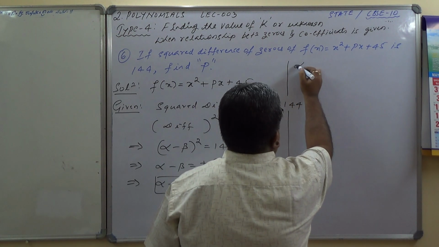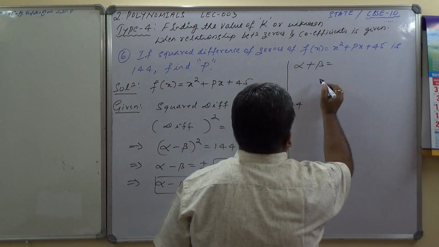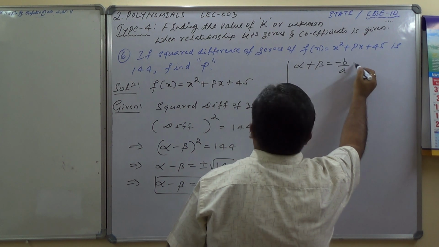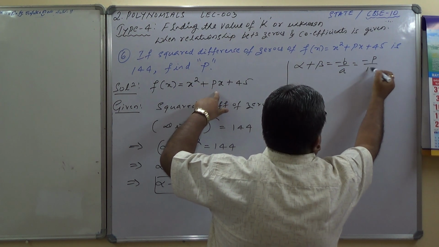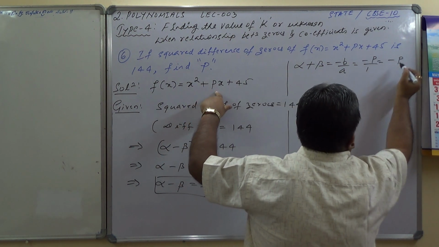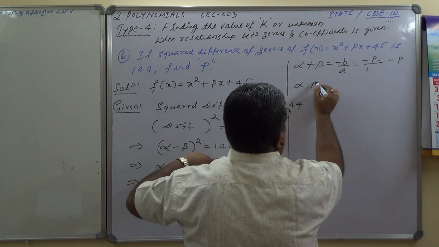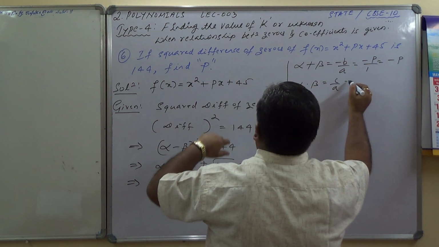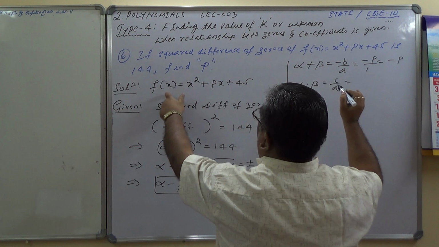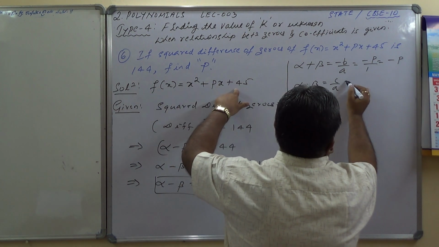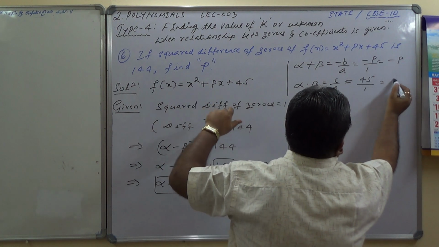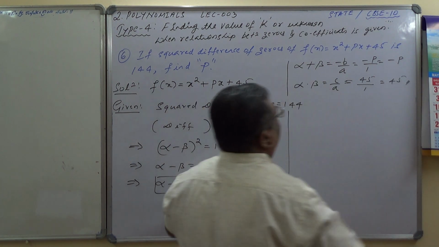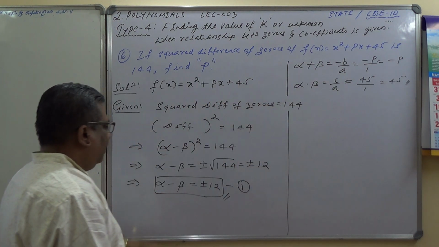Now I find the sum of zeros and the product of zeros. Alpha plus beta equals minus b by a. A is 1, b is p, so minus p divided by 1, which is minus p. And alpha into beta equals c by a, which is 45 divided by 1, which is 45. Correct? Now can we make use of this?